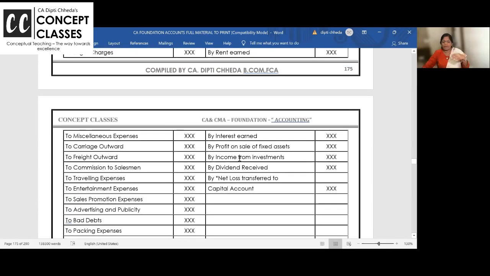Operating loss will not be written. We don't want to take it directly. Next, rent earned, interest earned, profit on sale of fixed assets, income from investments, dividend received. I hope these are clear. You know, if I invest in property, I receive rent from the business. If I invest in the share market, I get dividend and profit. All that will come, and if finally there is a loss, loss will come.